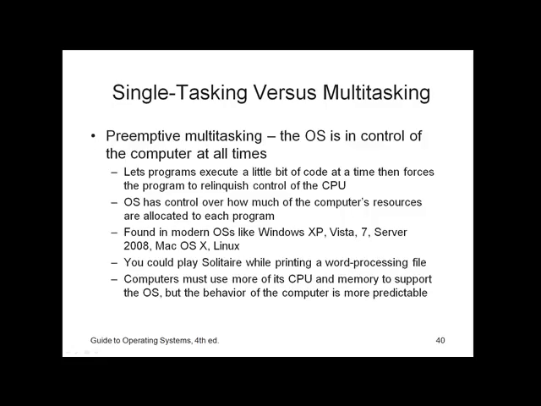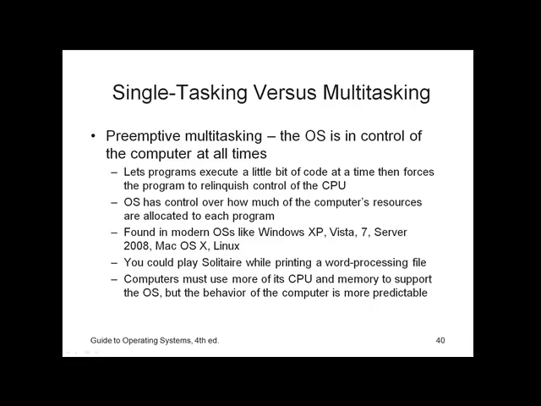In preemptive multitasking, however, the operating system is in control of the computer at all times. It will let programs execute a little bit of the code at a time, and then it will force that program to relinquish control of the CPU. This is referred to as a time slice.